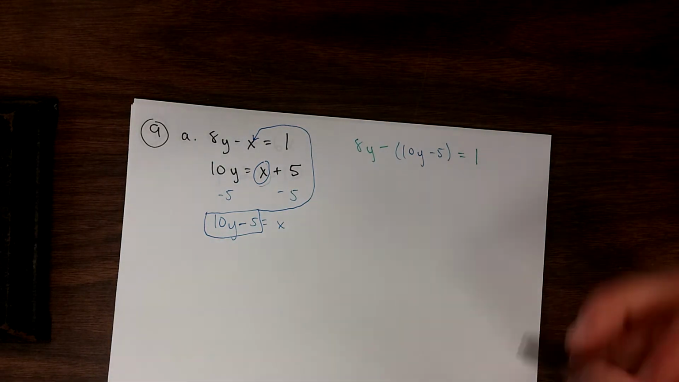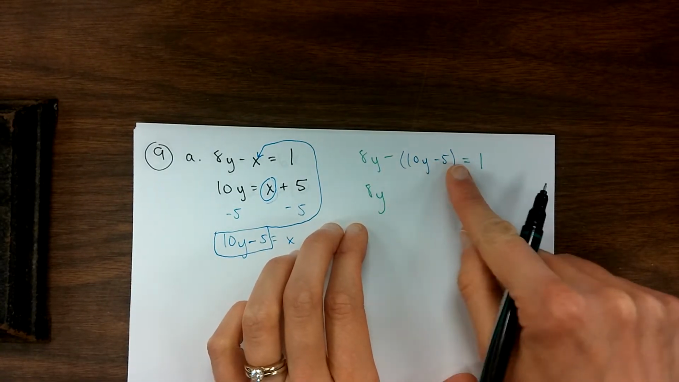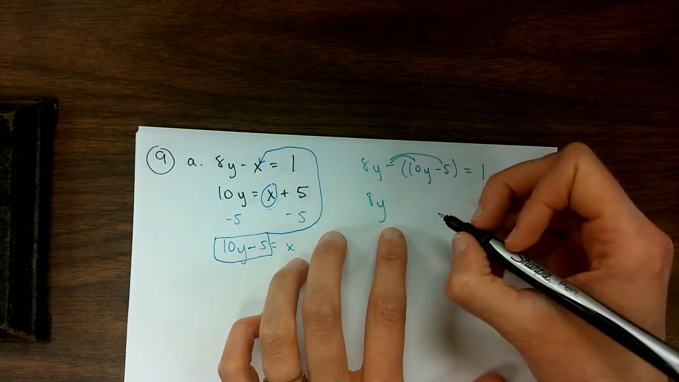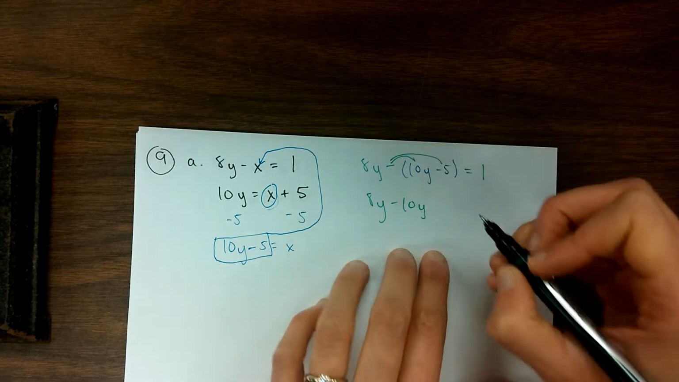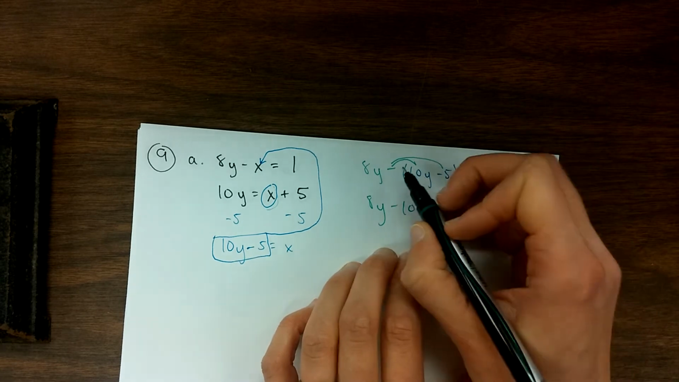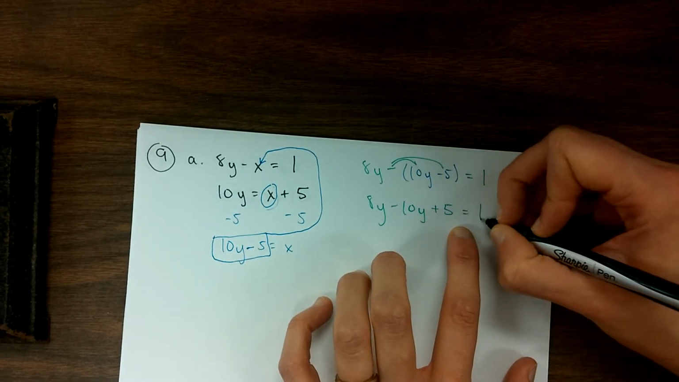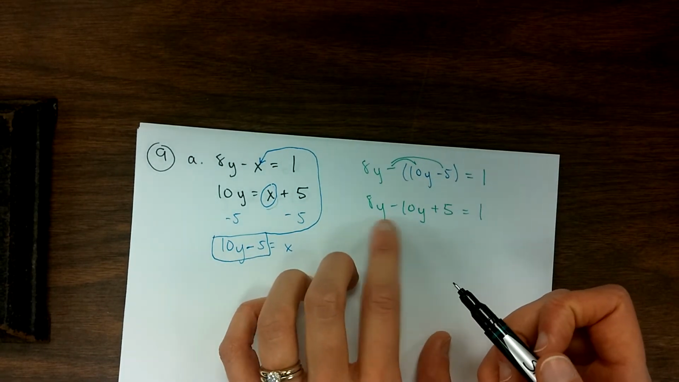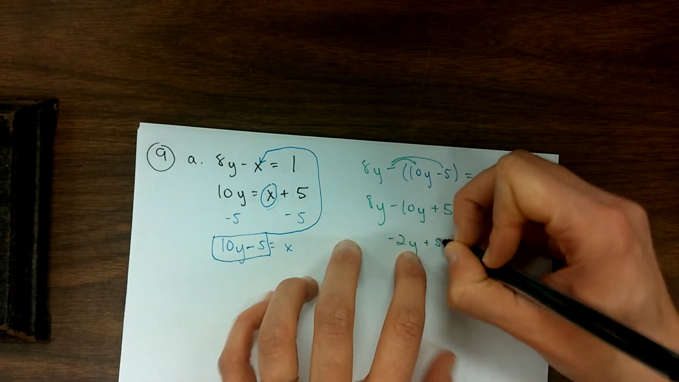One thing you do have to be careful about is that we're subtracting everything in these parentheses. So it's kind of like you're distributing a negative. This 10y becomes a minus 10y because we're subtracting it. And this negative 5 actually becomes a plus 5 because when you subtract negative 5, it's the same as just adding. So that negative changes the signs of everything that was in here. And then I'm just going to combine these like terms. So 8y minus 10y is negative 2y.